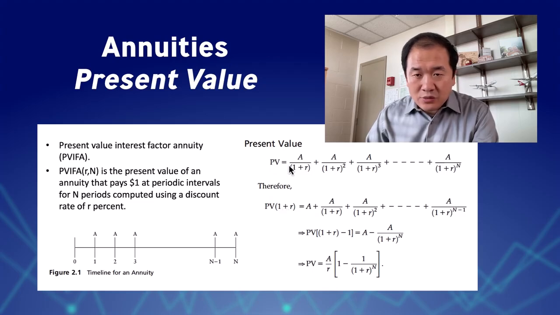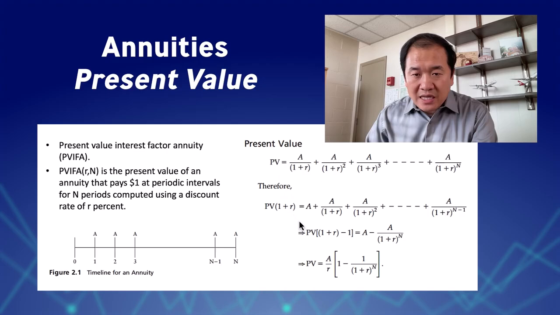And if you do that to the right-hand side, you notice here this becomes A, and the second element here becomes A divided by 1 plus R. And the very last one becomes A divided by 1 plus R to the power of n minus 1. So this will be the new equation. Now you have these two equations.